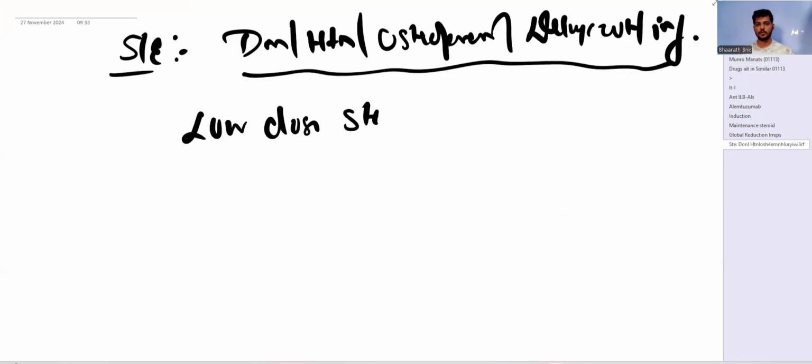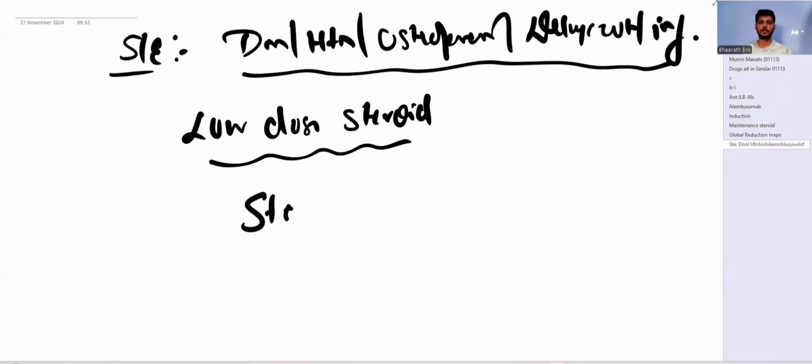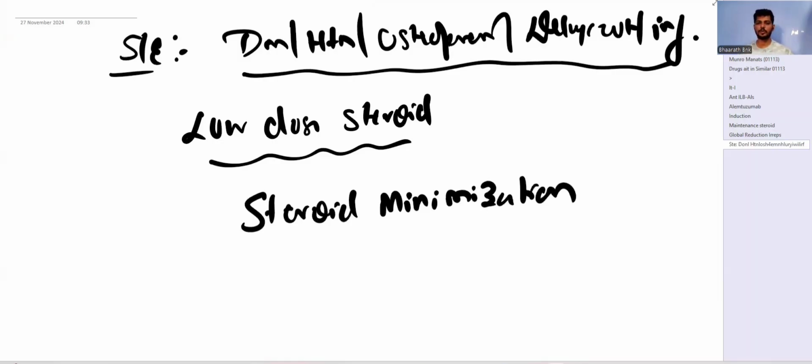So to minimize the dose of steroid, we add other drugs. Right? So other drugs like calcineurin inhibitors or anti-proliferative agents are added so that the dose of steroid can be reduced, and that is called a steroid minimization protocol, where you add other drugs, a multi-drug regimen is given so that the amount of the steroid that is used can be reduced. So this is called a steroid minimization protocol.